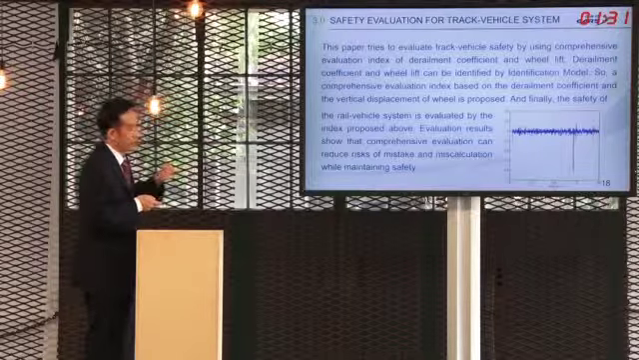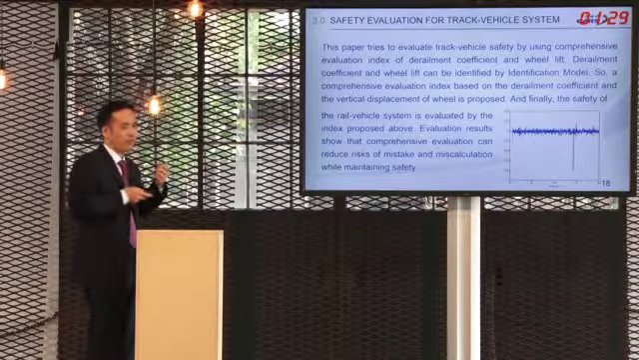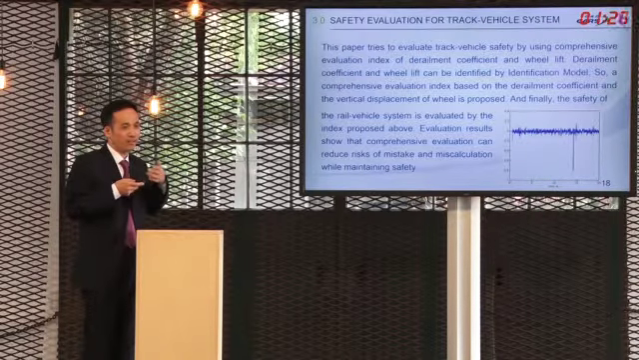And in this evaluation method, we need to obtain the lift of the wheel set. It's very difficult to obtain, and in this model, we obtain the lift of the wheel set by this prediction model.